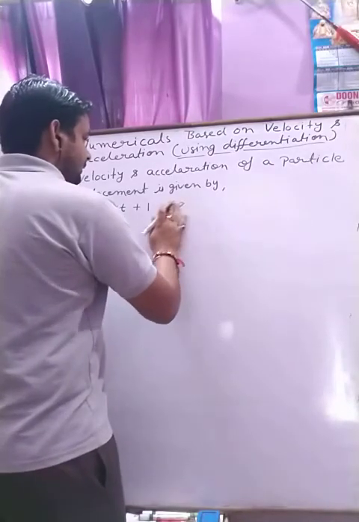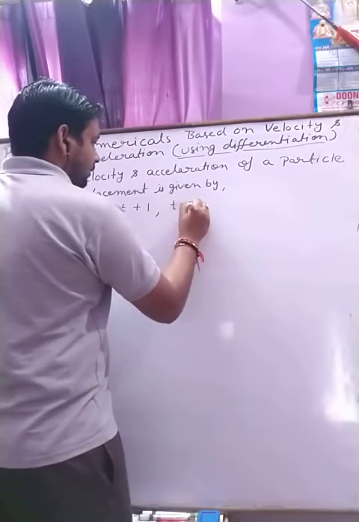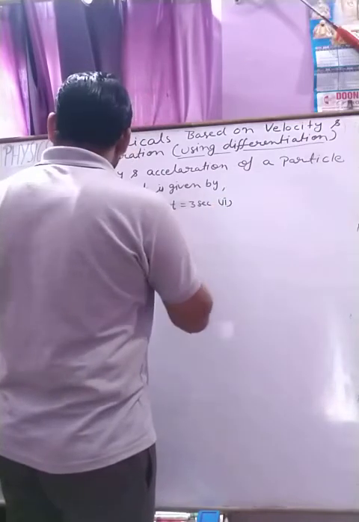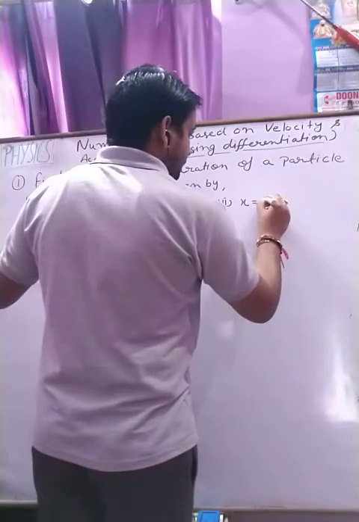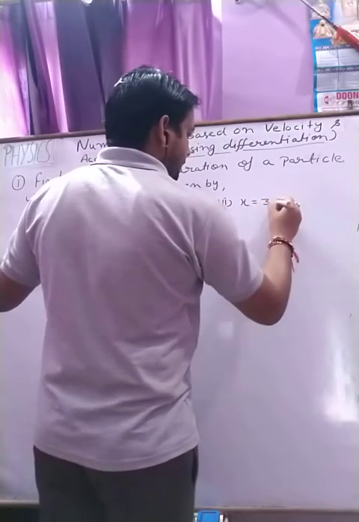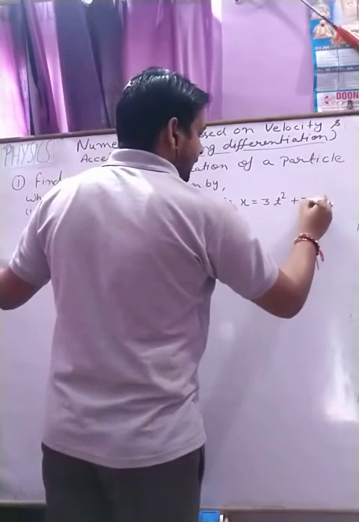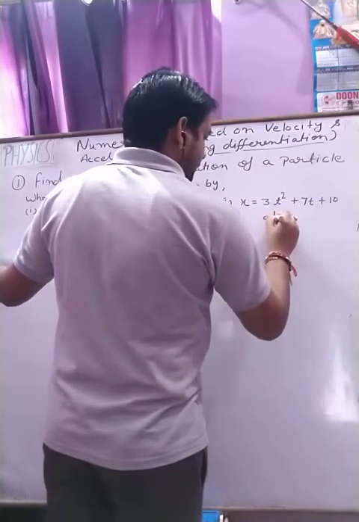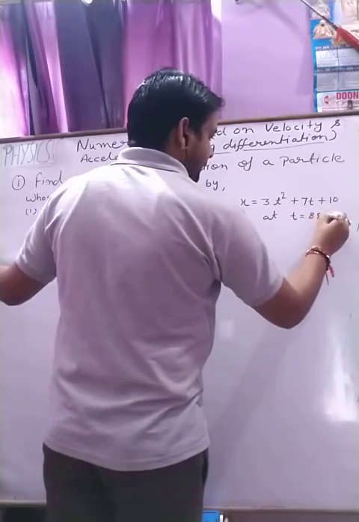At t equal to 3 seconds. Second is x equal to 3t square plus 7t plus 10 at t equal to 8 seconds.